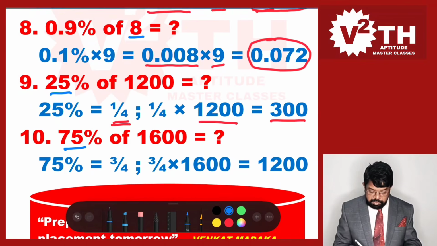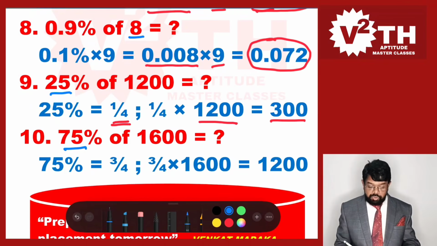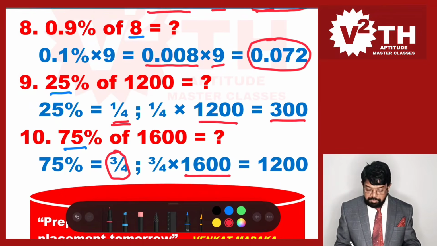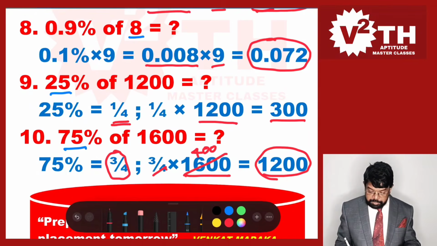Now observe the 10th example. 75%. Instead of 75%, you have to calculate 3/4. 75% means 3/4. So 3 by 4 into 1600. Now the 4 gets cancelled here. 400 into 3, how much is it? 1200. Understood all of you?